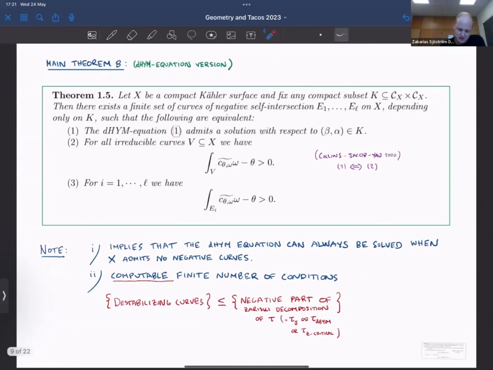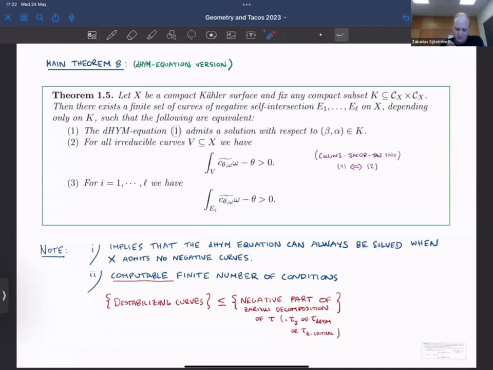There's a deformed Hermitian Yang-Mills version of this as well, which looks as follows. Here I kept the slightly shorter version, but the principle is exactly the same. If you fix any compact subset inside the space of initial data, then you have a finite set of curves with negative self-intersection on X, depending only on K, such that solving the equation is equivalent to checking a finite number of conditions involving omega tilde times omega minus tau. This is the other (1,1)-form relevant for the dHYM equation. Here, 1 equivalent to 2 is proven by Collins, Jacob, and Yang.